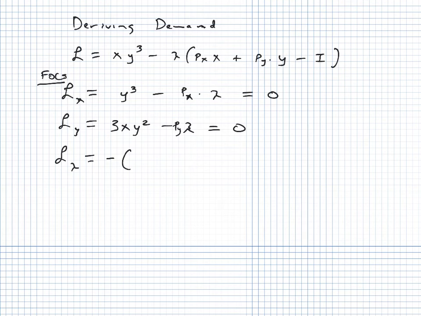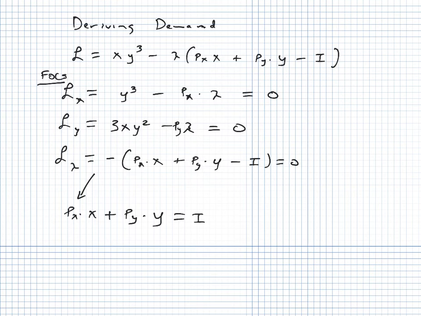And then finally we'll get our constraint back. Px times x plus py times y minus I, and that is all equal to 0. Now again, that final first order condition is just going to give us what I'm going to label as equation 2. So I'll go ahead and put a box around that and label it as equation 2.